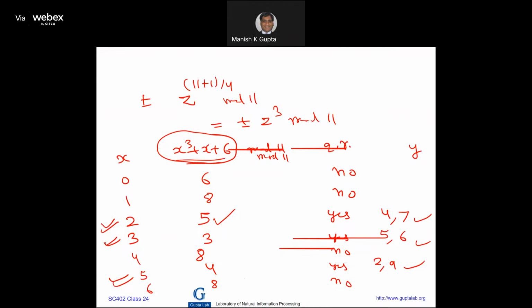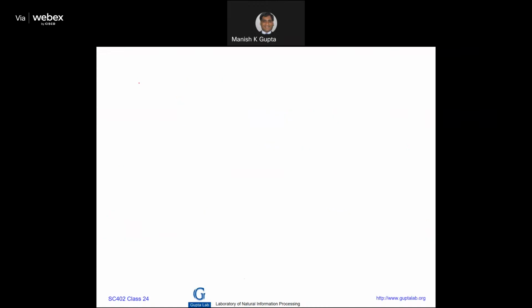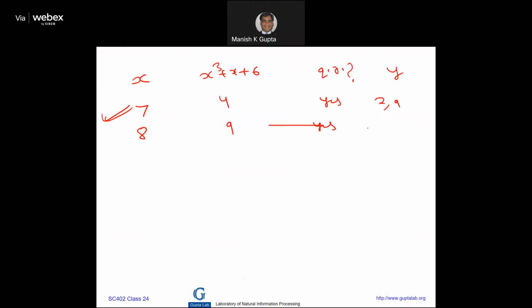So now the next case is x equal to 7. Here we have x cube plus x plus 6 modulo 11, and we are asking the question whether it is a quadratic residue or not, and the value of y. So when x is 7, this value is 4, and it is a quadratic residue, yes, and the value is 2 comma 9. When it is 8, this value is 9. It is a quadratic residue, yes, the value is 3 comma 8.